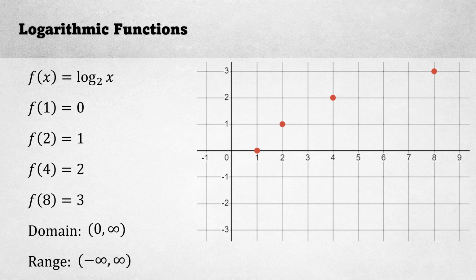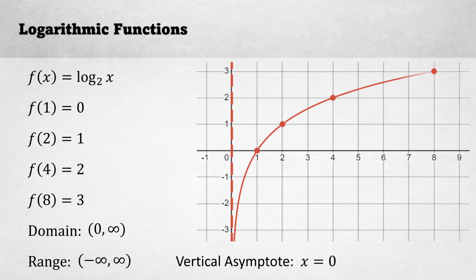We know that the domain is 0 to infinity, and so, like exponential functions, the logarithmic functions have an asymptote too. The difference is that exponential functions have a horizontal asymptote, while the logarithmic functions have a vertical asymptote. Because there is a limit of 0 on the lower end of the domain, the vertical asymptote is at x equals 0. So we draw a dashed vertical line at x equals 0, and now we can draw a curve through the points to graph the function.